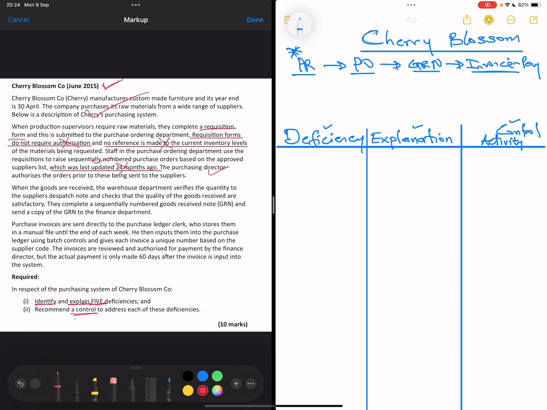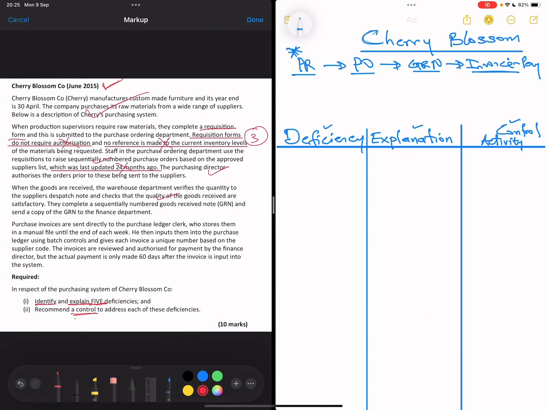So it's not just weaknesses, but also strengths are very important. Now, we saw 3 in this paragraph, so there are 3 weaknesses here. When the goods are received, the warehouse department verifies the quantity to the supplier dispatch note and checks that the quality of the goods received are satisfactory. So quality of goods satisfactory is good.